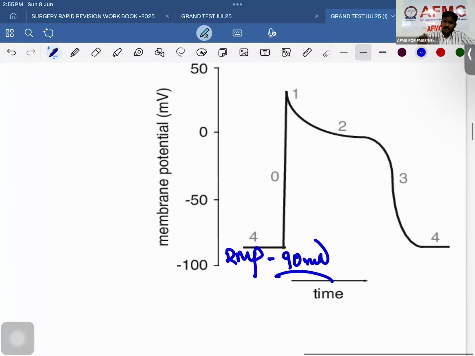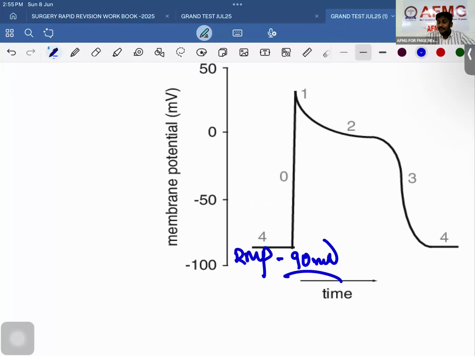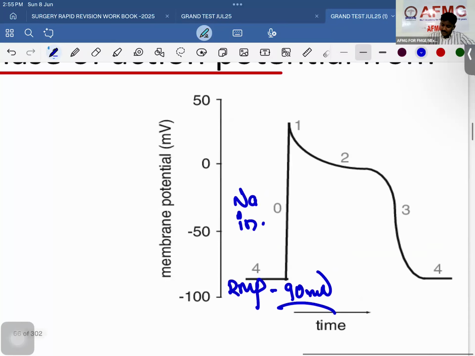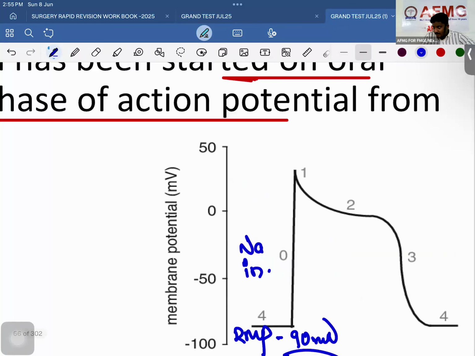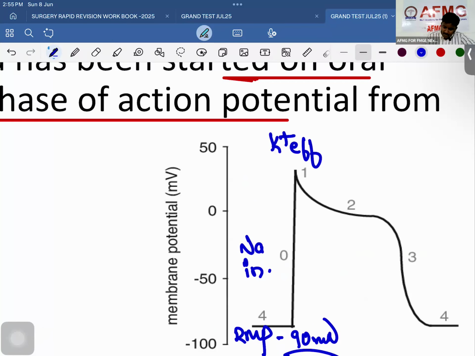Now, the first phase: as soon as the impulse comes, what is going to happen? The sodium channels will open and there will be a sodium influx. So phase 0 is sodium influx, beta. Once the threshold limit is reached, next, in phase 1, what is going to happen? The sodium channels are going to close, and potassium channels will open, so there will be a potassium efflux. So phase 1 is potassium efflux, beta. Potassium will go out of the cell, so the membrane potential starts decreasing over here.